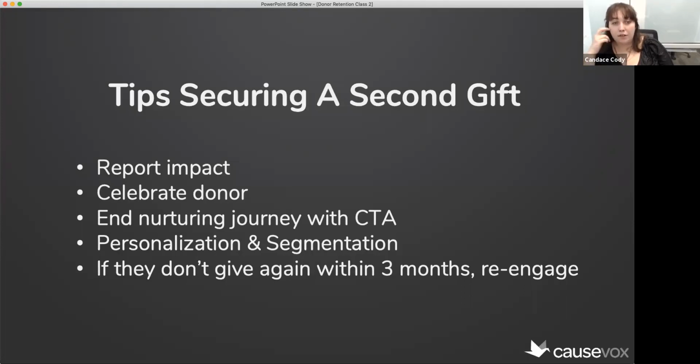And then if you find that your donor, despite your communications with them, hasn't given again within 3 months, I would highly recommend having a re-engagement plan in place. So enroll them in the regular communications that you send out to donors, whatever you have, newsletters and all of that. But maybe have a concerted re-engagement strategy in place so that between 6 and 12 months, you're looking to get that second gift from them.